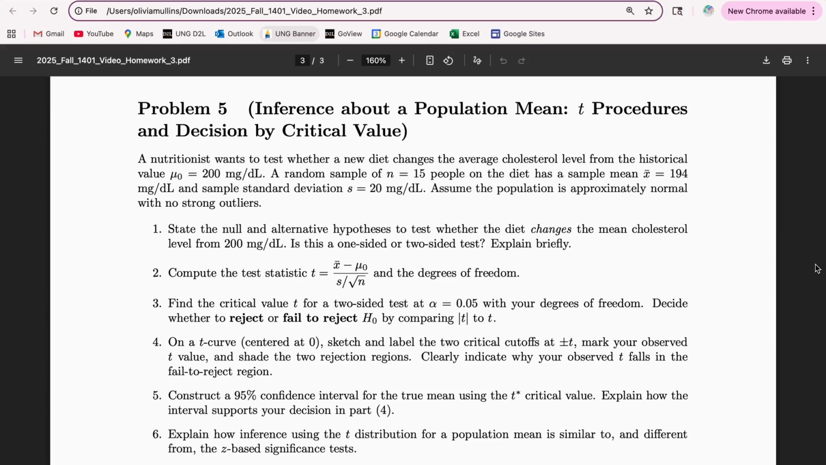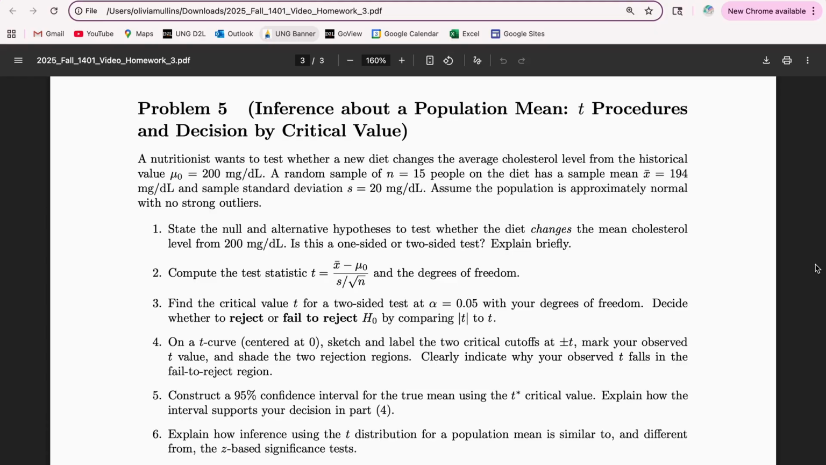Problem 5 says, a nutritionist wants to test whether a new diet changes the average cholesterol level from the historical value. Hypothesis population mean equals 200 milligrams per deciliter. A random sample of n equals 15 people on the diet has a sample mean equals 194 and sample standard deviation equals 20. Assume the population is approximately normal with no strong outliers.